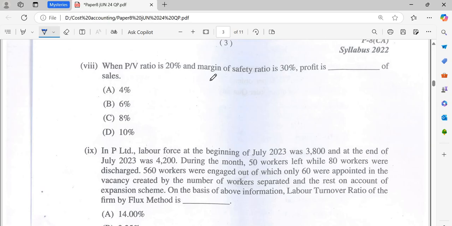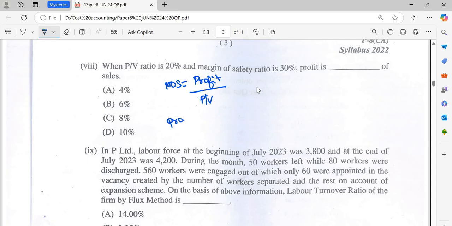When PV ratio is 20% and margin of safety is 30%, profit is dash of sales. So for margin of safety, we have a formula called profit divided by PV. That is the formula we are going to apply here. Here I have margin of safety as 30% and PV as 20%.